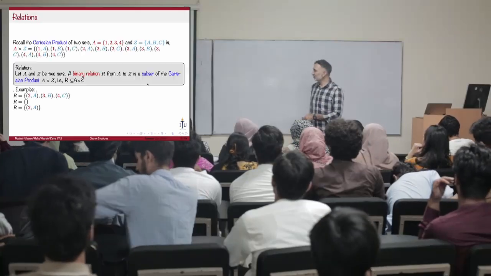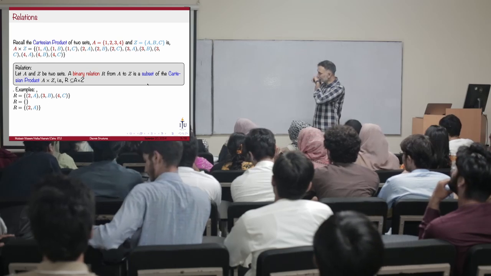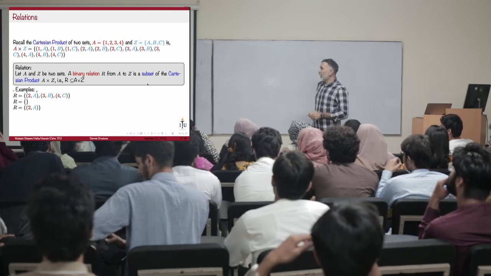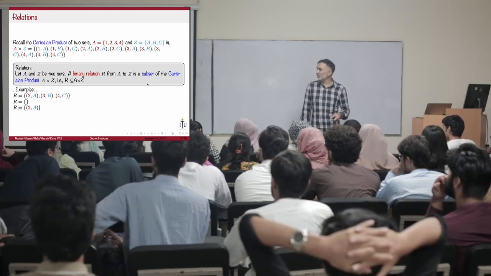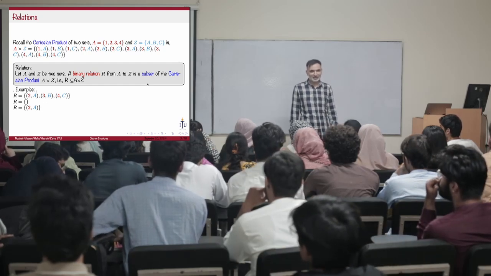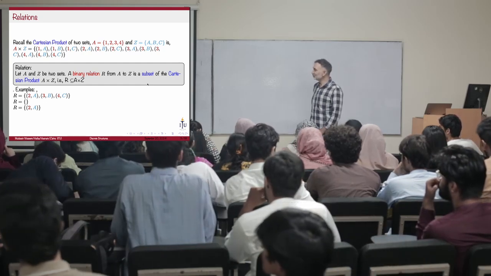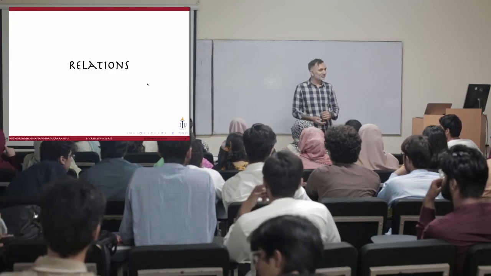Let's start with the definition of a relation, and this is the definition. So a relation is a subset of the Cartesian product of two sets. Okay? So what's the relation?